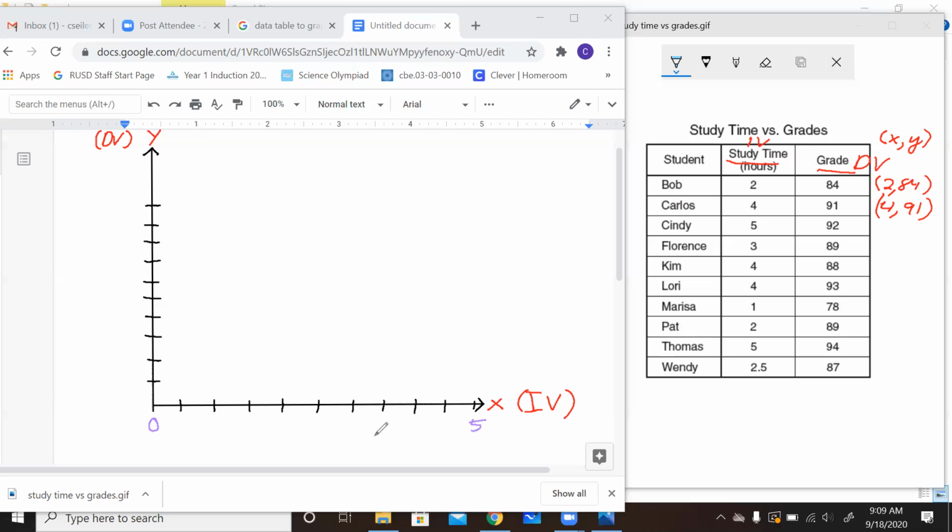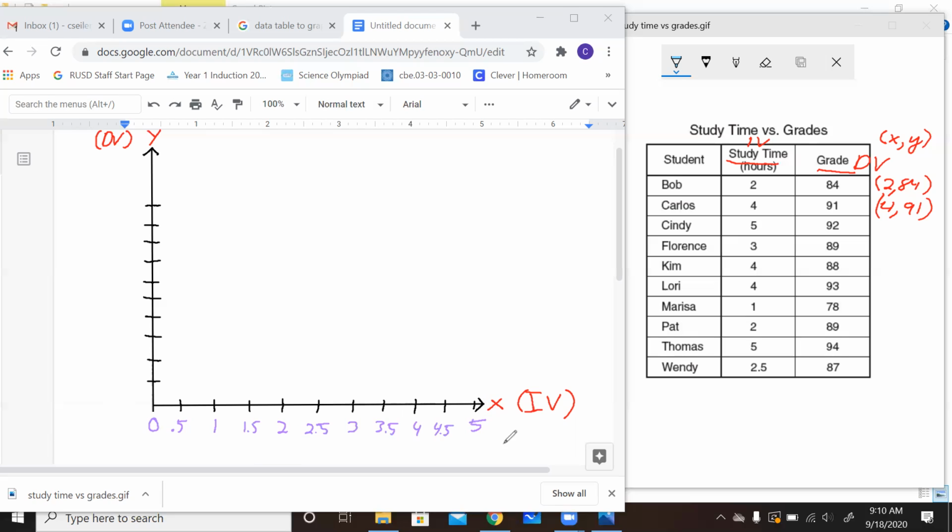So the question is, well, how do we scale it in between there? So let's see in my skeleton graph, how many little tick marks here do I have? I have 1, 2, 3, 4, 5, 6, 7, 8, 9, 10. So I could count by 0.5, so I can make this one 0.5, 1, 1.5, 2, 2.5, 3, 3.5, 4, 4.5, and finally 5, okay?